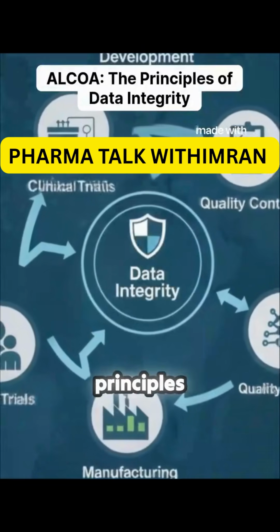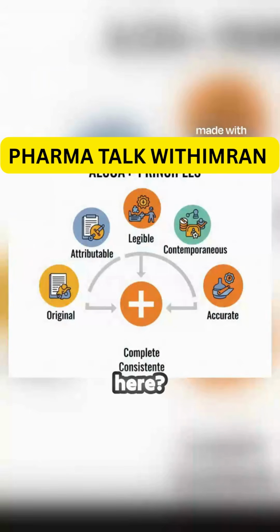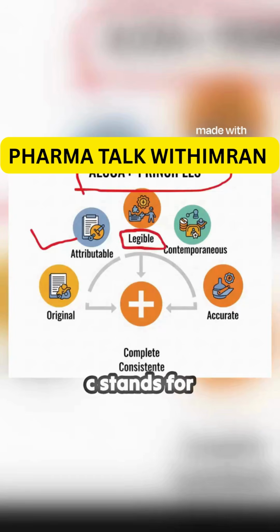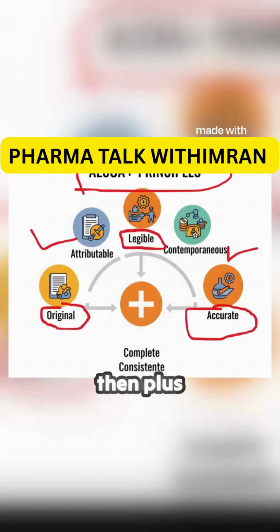Then what are the principles of data integrity? Here there are principles, that is ALCOA+. Here A stands for attributable, L stands for legible, C stands for contemporaneous, then O stands for original, A for accurate, then plus means complete, consistent, enduring, available.